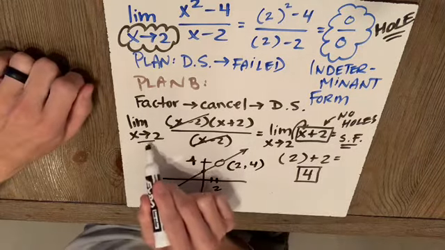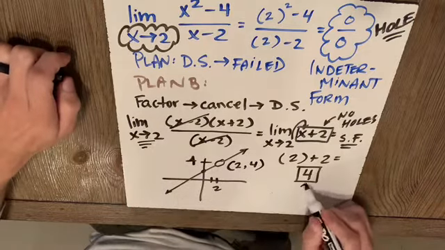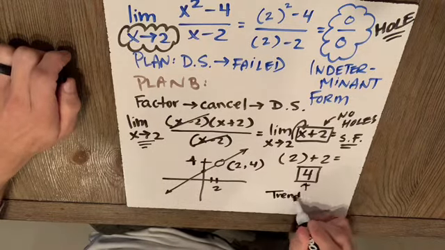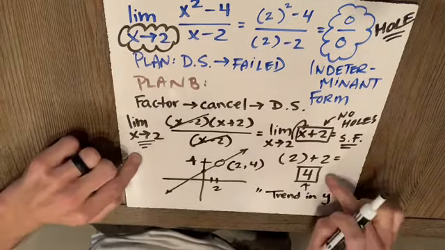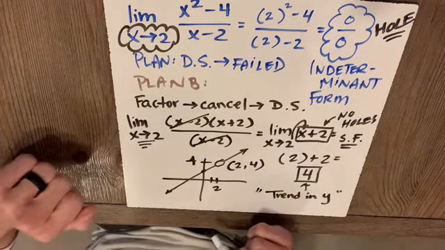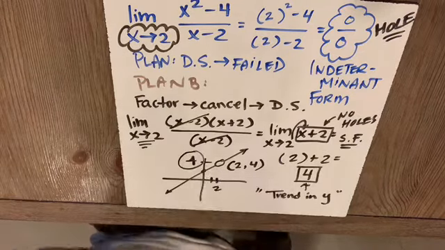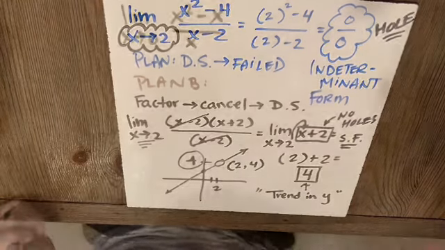How do I know? It's telling me x is approaching 2. And don't forget, this is the trend in y. So that means as x approaches 2, y is approaching 4. And this is what our graph looks like. Here, I find the limit on the y-axis.